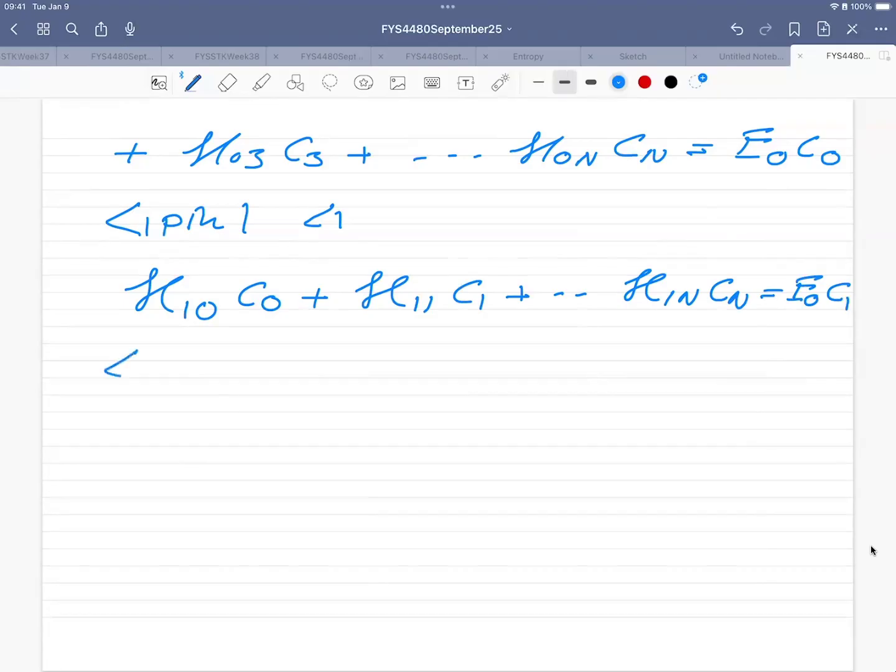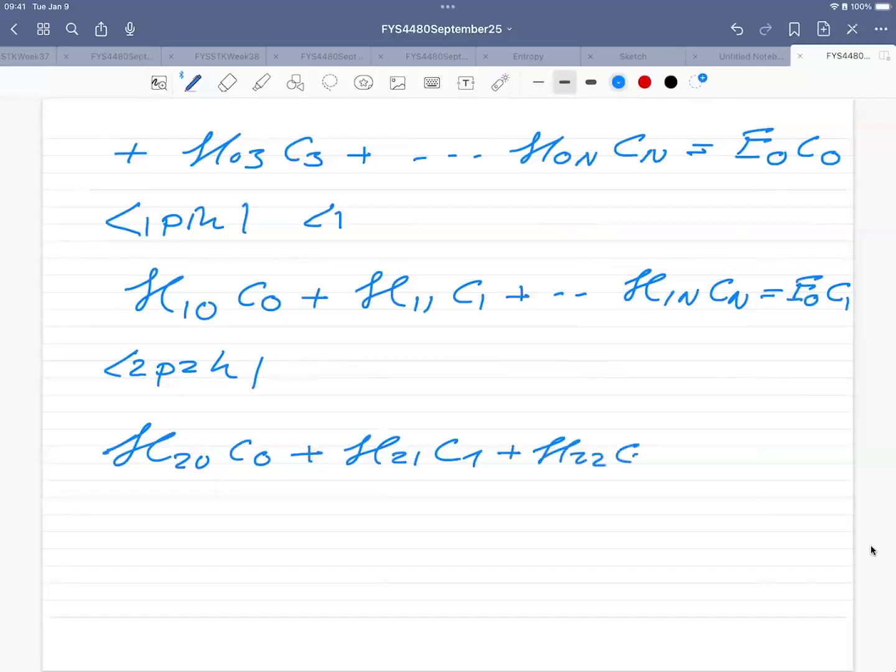Then, if you take the two-particle, two-hole block, you're going to get terms which go like H20 times C0 plus H21 of C1 plus H of 22 of C2, and this goes all the way up to H of 2n times Cn, and this again equals E0 times C2.